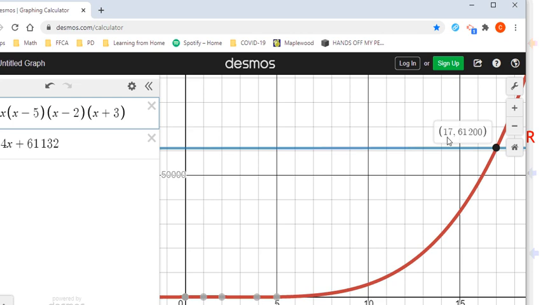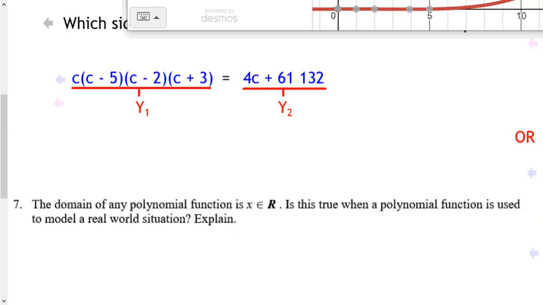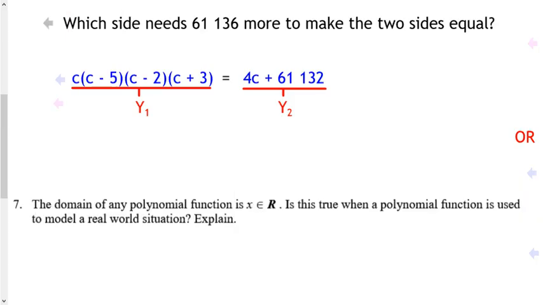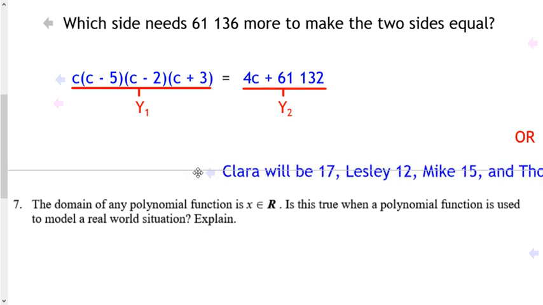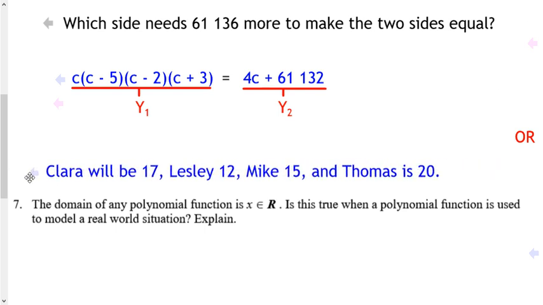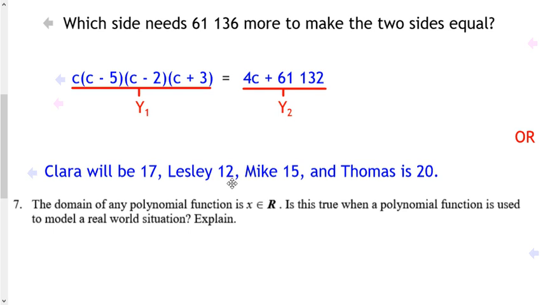So that's one way for us to solve, and we end up with Clara's age being 17. Leslie's 5 years younger at 12, Mike 2 years younger at 15, and Thomas 3 years older at 20. The other way we could have done this would be to rearrange and collect everything to one side of the equation.